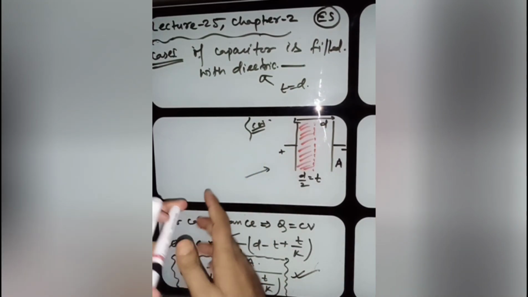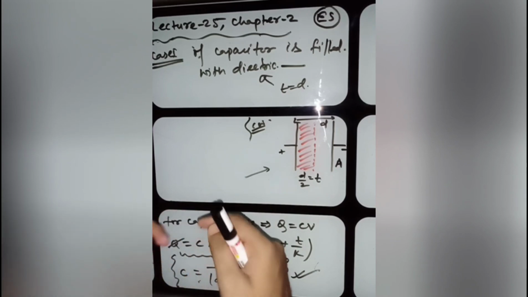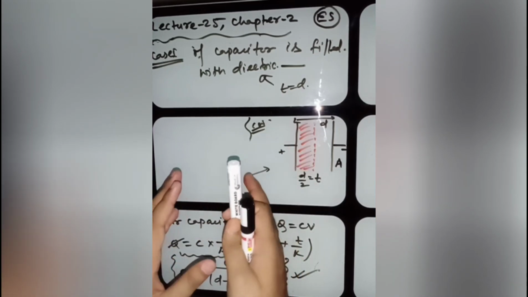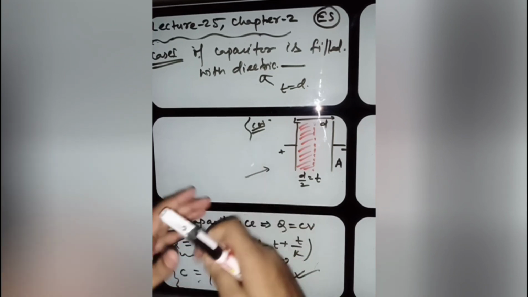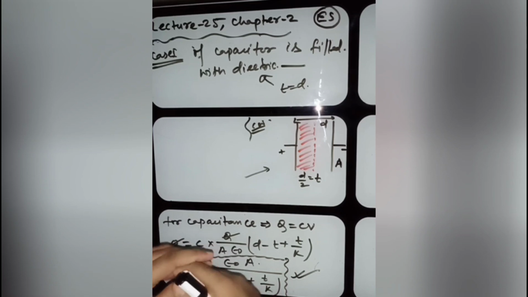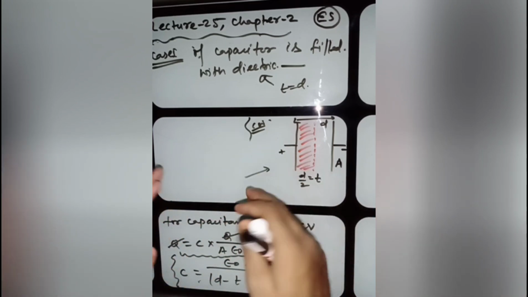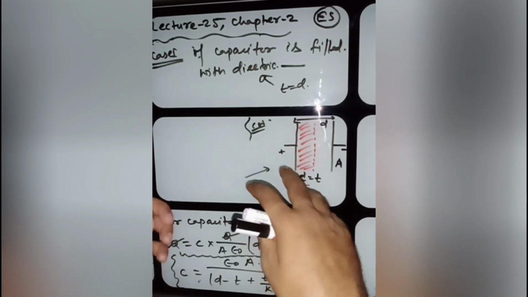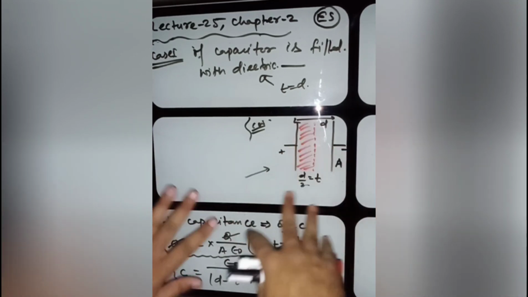Today we have finished with the capacitance when a dielectric is inserted between the plates of the capacitor. In the next class, we will start the combination of capacitors, and then we will study a few standard questions by inserting the dielectrics.